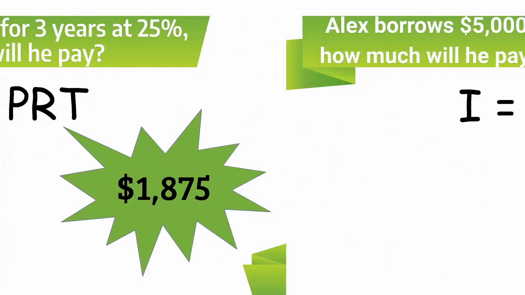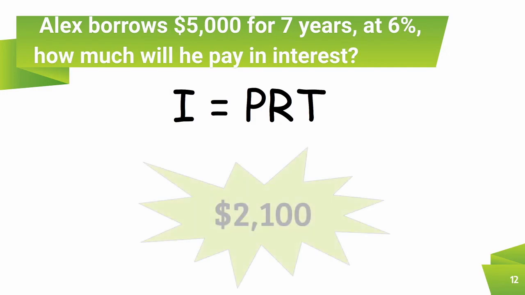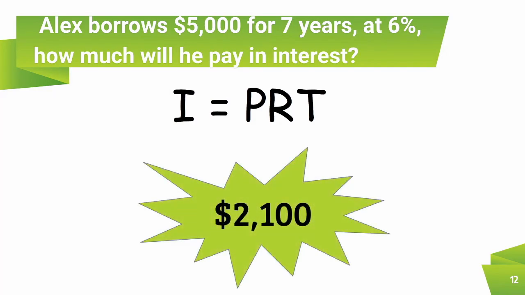All right, here's one more example. Alex borrows $5,000 for 7 years at 6%. How much will he pay in interest? Pull out your calculator and you do the work. Hopefully, you typed in 5,000 times 0.06 times 7 and you got $2,100.